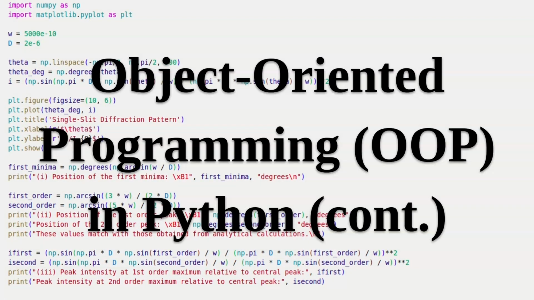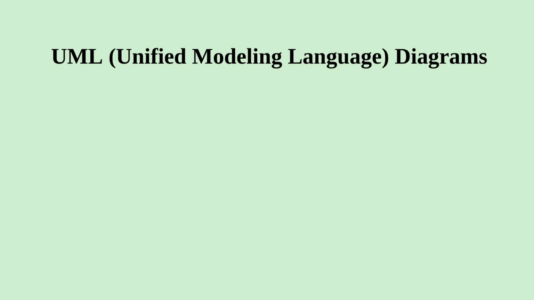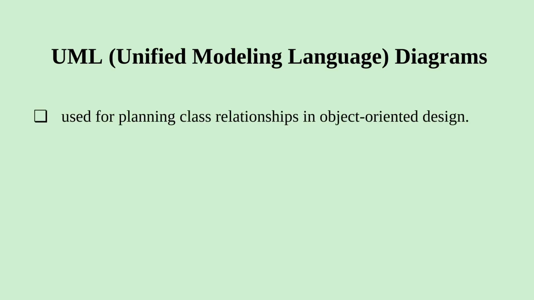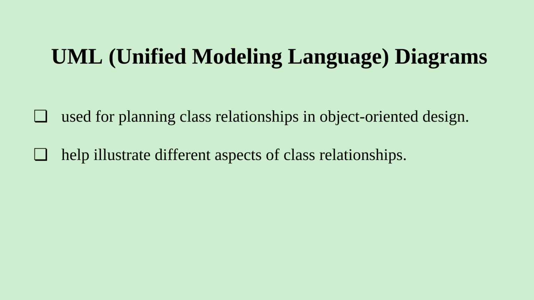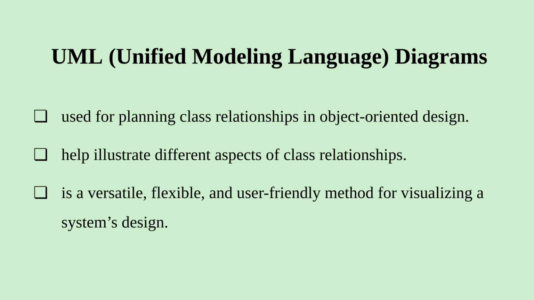Today we will continue the fifth module of this course which deals with object-oriented programming. We will start with UML diagrams. UML, which stands for Unified Modeling Language, is used for planning class relationships in object-oriented design. It helps illustrate different aspects of class relationships. It is a versatile, flexible, and user-friendly method for visualizing a system's design.